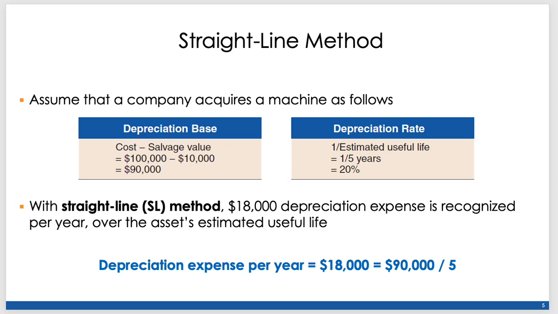And so in this case, with straight line, $18,000 in depreciation expense is recognized per year over the asset's estimated useful life. Every single year, the exact same amount, a straight line, $18,000 a year. You take the depreciation base, divide it by the number of years, you end up with $18,000 per year. And so, obviously, what you see here is very simple to calculate, pretty simple algebra. It's just a straight line, right?